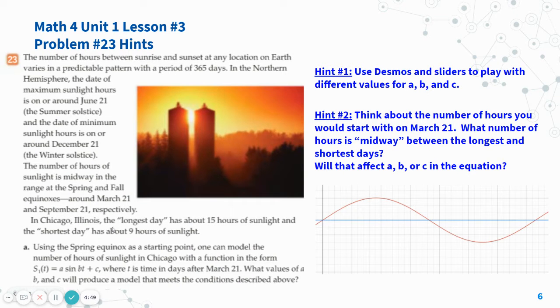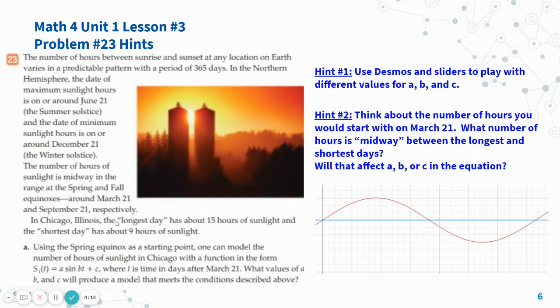So for this question, problem number 23, it talks about the number of sunlight hours in a day. And obviously the sunlight hours in days in winter are much shorter than the sunlight hours in days in the summer. So it says the summer solstice is around June 21st. The winter solstice is around December 21st. But they want you to start this periodic graph on March 21st.